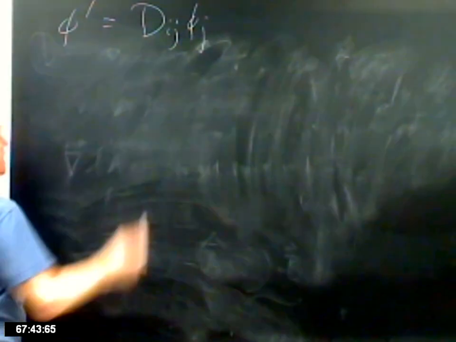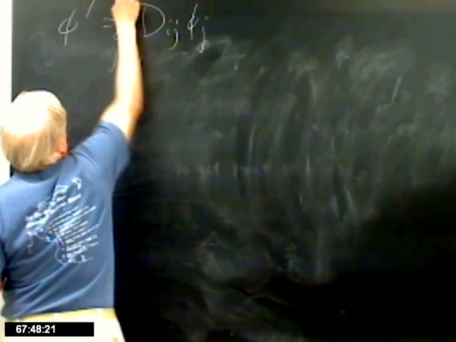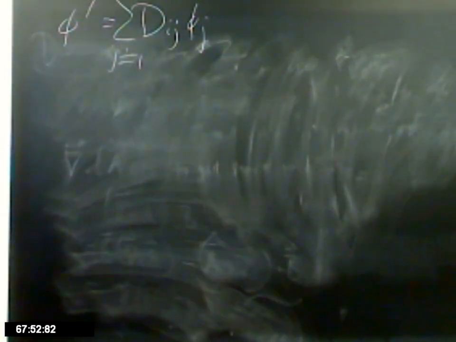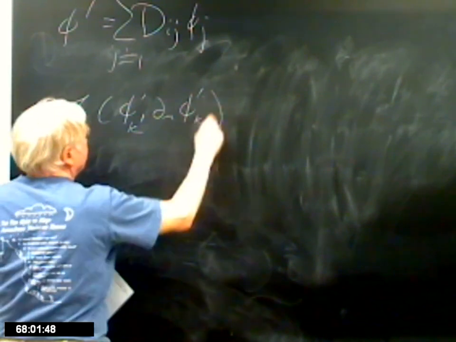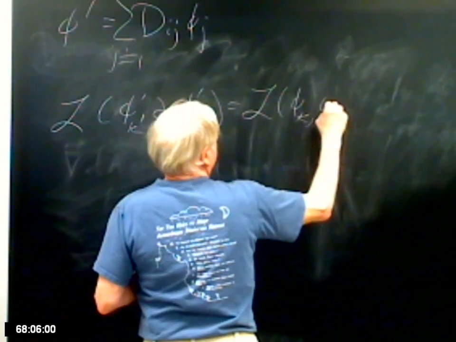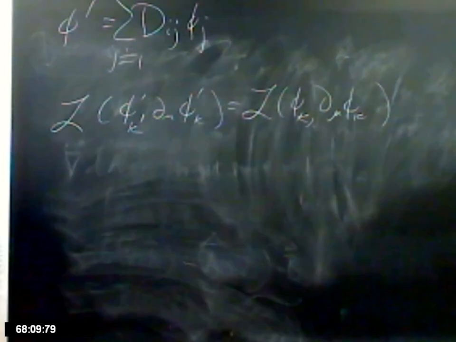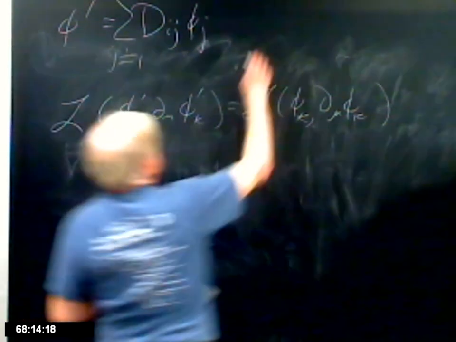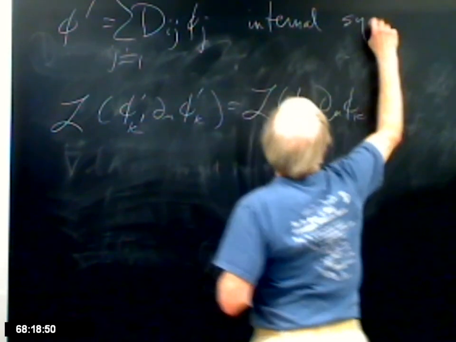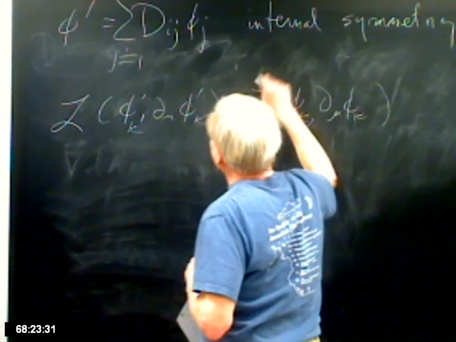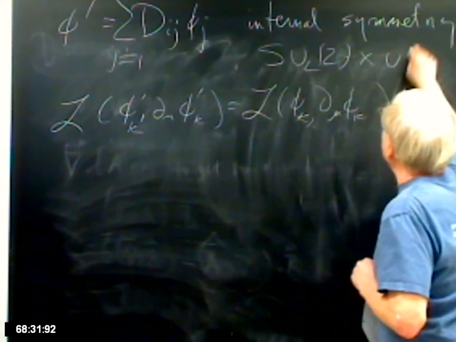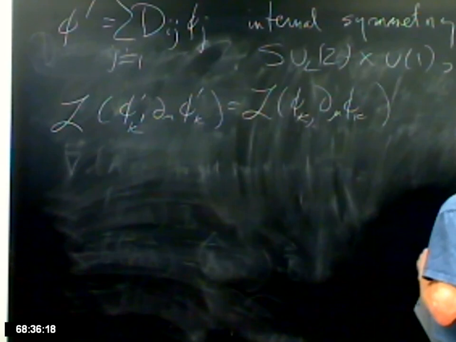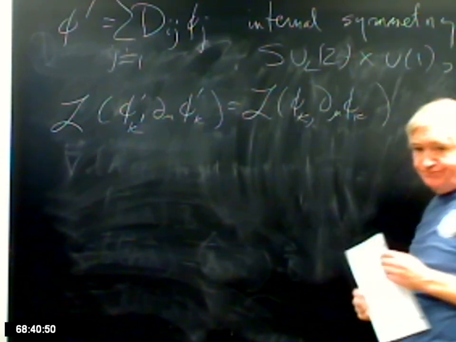All right, well, let's say that phi prime is dij phi j, where we're summing over j from 1 through n, however many fields there are. And suppose this is a symmetry, that L of phi prime, d mu phi prime, now with an index on that, is equal to L of phi. So suppose it's actually a symmetry of a Lagrange density, which is often the case. This is called an internal symmetry. In the standard model, SU(2) left plus U(1) is an internal symmetry. SU(3) of color is an internal symmetry. Okay, these are internal symmetries.